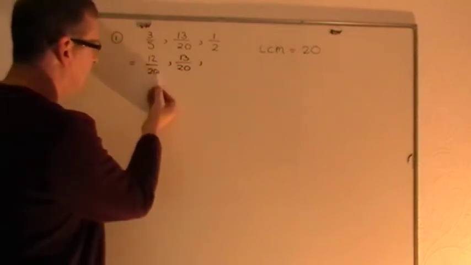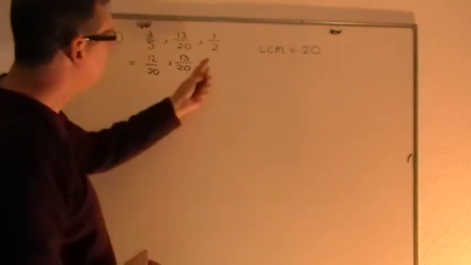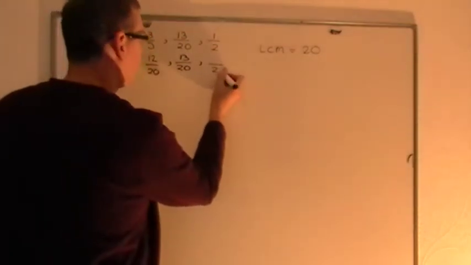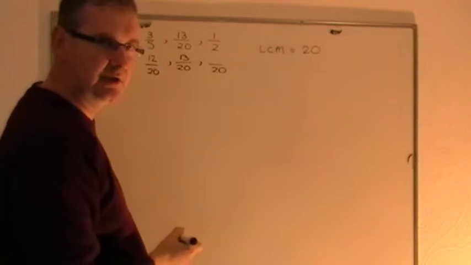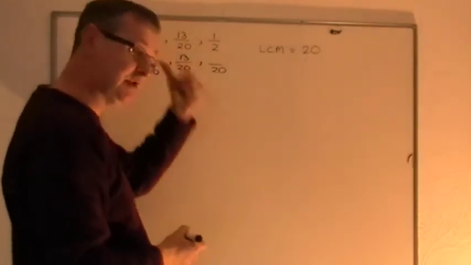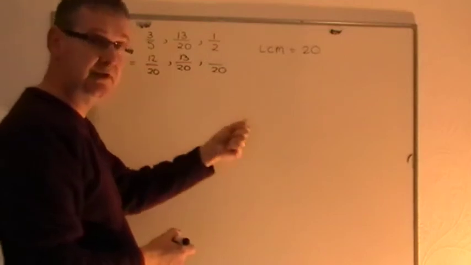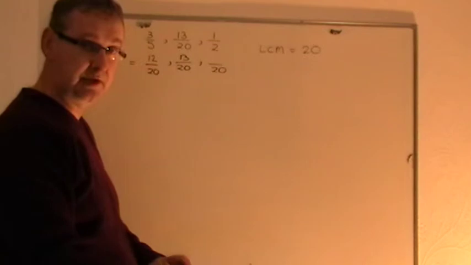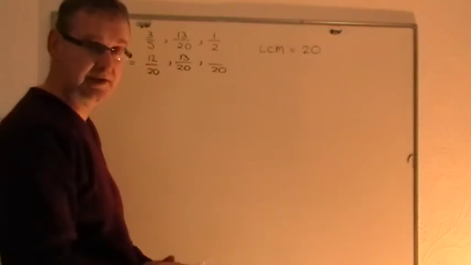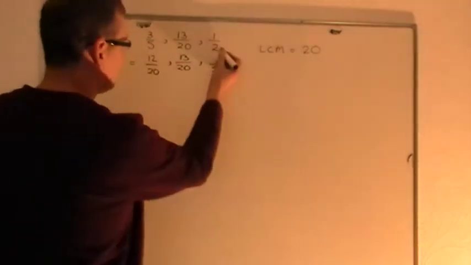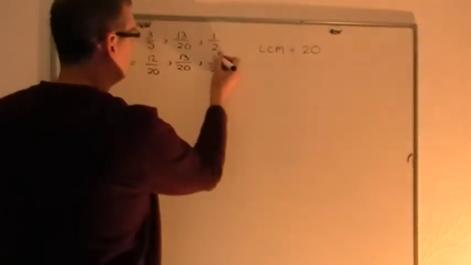This is over 20. Do the same thing for a half. If I change the 2 to a 20, I have to multiply it by 10. So to keep the half exactly the same, I've got to times the top by 10. As long as I do the same thing to the top and the bottom, either multiply top and bottom by the same thing, or possibly divide top and bottom by the same thing, you're allowed to do that, then the fractions are the same. So times the bottom by 10, times the top by 10.